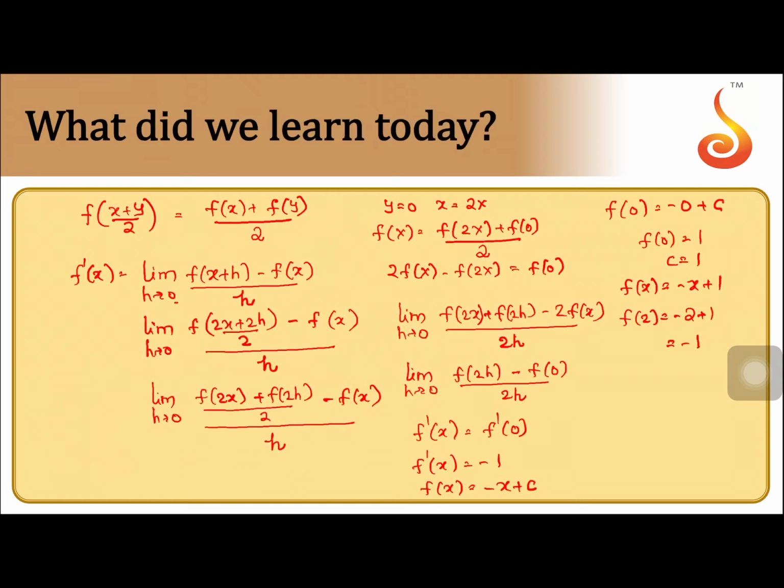Now if you take capital X or small x, the definition will always remain the same. 2f(x) - 2f(2x) equal to f(0), that we substitute here. So this is nothing but the definition of f'(0). f'(x) equals f'(0). f'(x) is equal to -1 because f'(0) they gave as -1. f(x) equals -x + c. With x equal to 0, you get c equal to 1. So once you get c equal to 1, the given function is f(x) = -x + 1, and f(2) is -2 + 1, which is equal to -1.